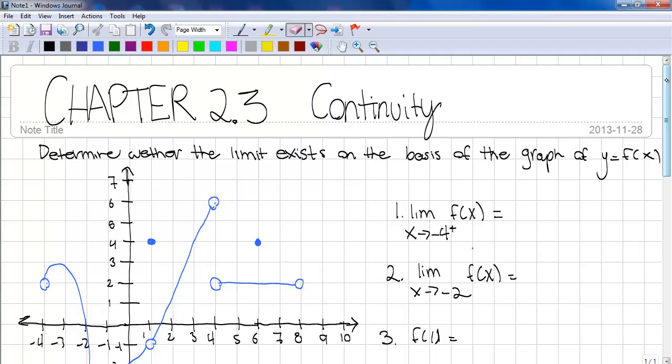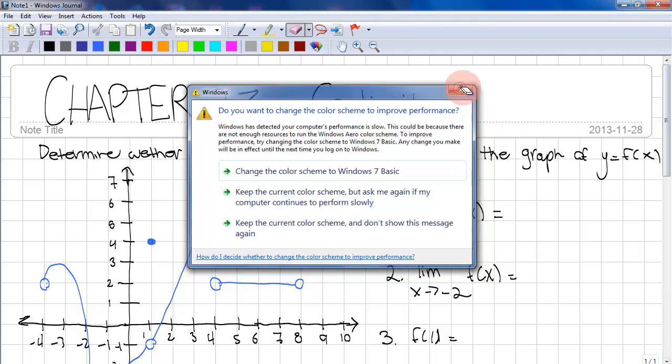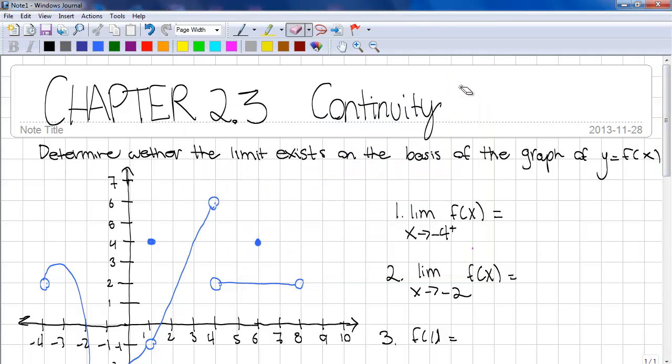Today we're going to be doing a question from chapter 2.3, continuity. Determine whether the limit exists on the basis of the graph of y equals f(x). So question number 1 is asking for us the limit of x approaches -4 from the right hand side. What is our f(x) going to be? Let's take a look at the graph.